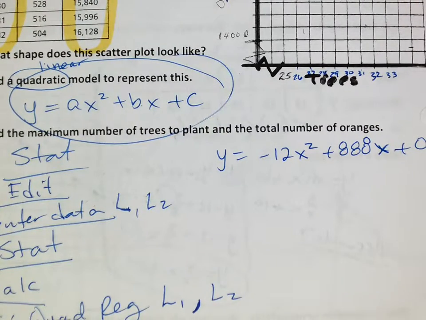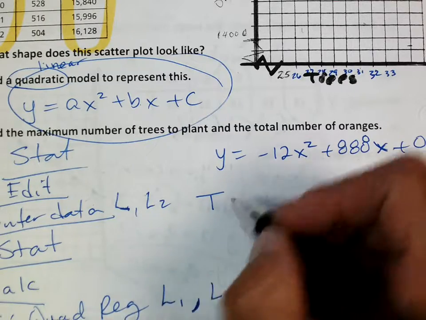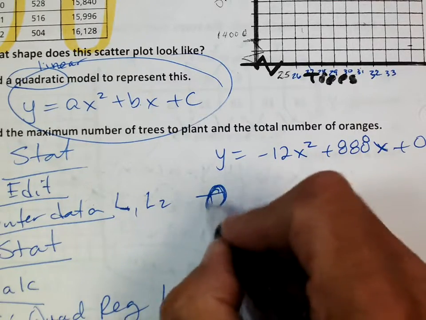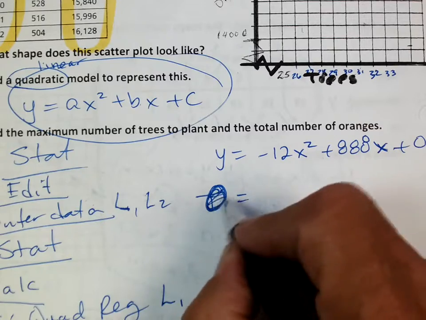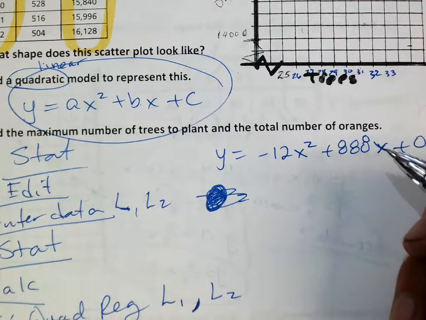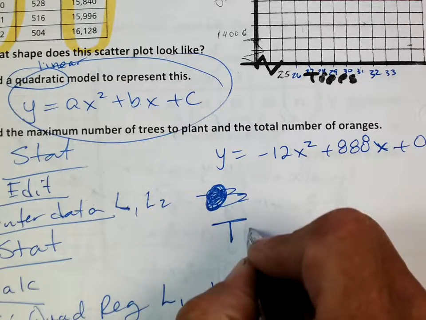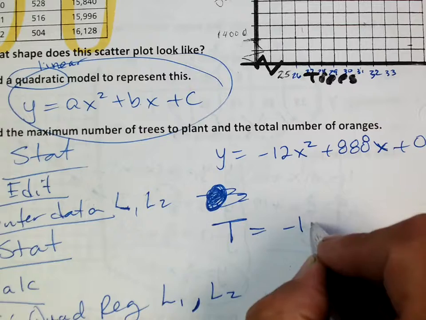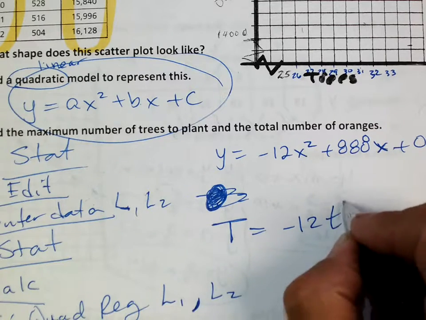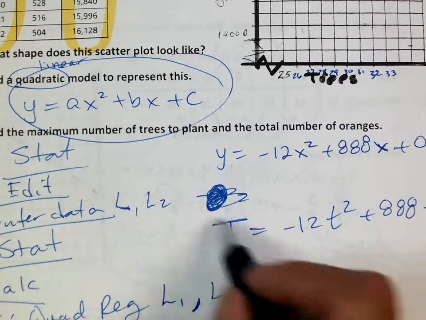Now I'm going to change some things. Plus 0, you don't need the 0, right? So I'm going to go oranges. I better make it oranges. Let's see, what can I use for oranges? Total oranges? I'll go total. Total equals negative 12 t squared plus 888 t, okay?